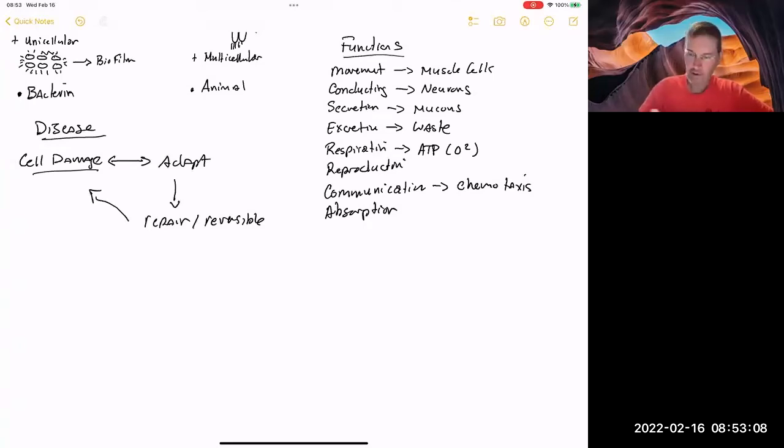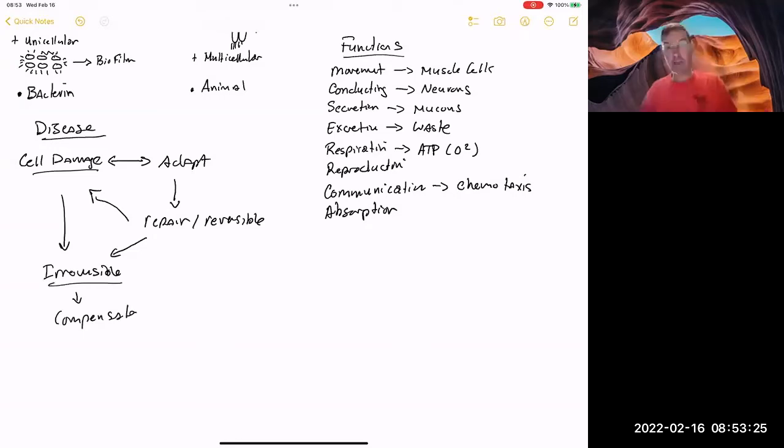If, however, it is irreversible, they'll attempt to compensate the best they can. Some cells are very good at compensating, other cells not so good, right? Muscle cells, for example, are very good at compensating in the setting of an anaerobic environment, right?